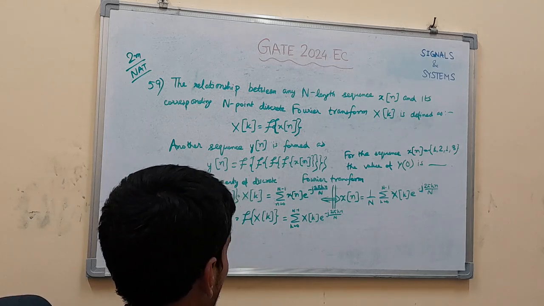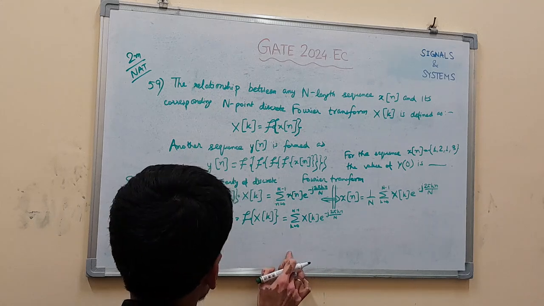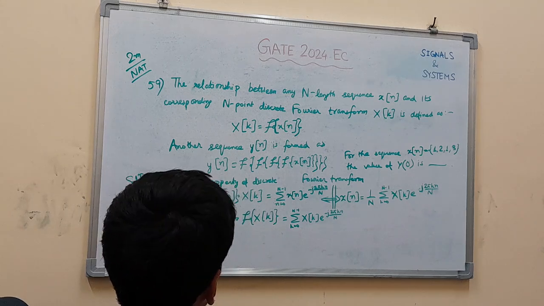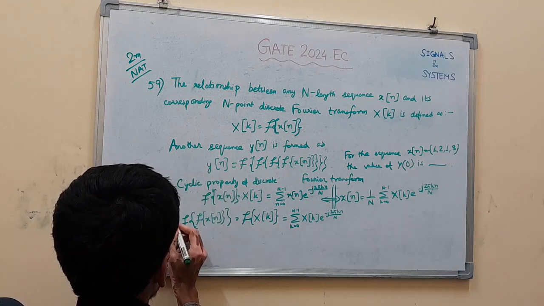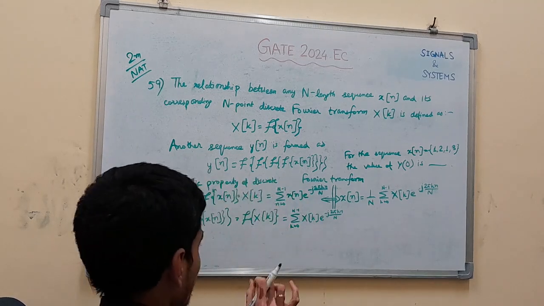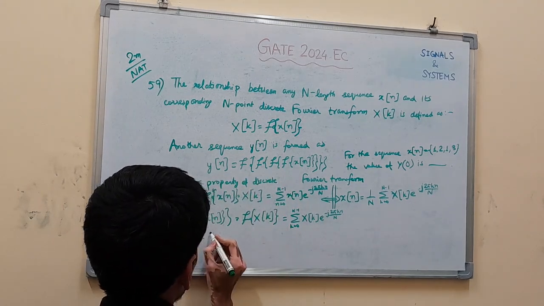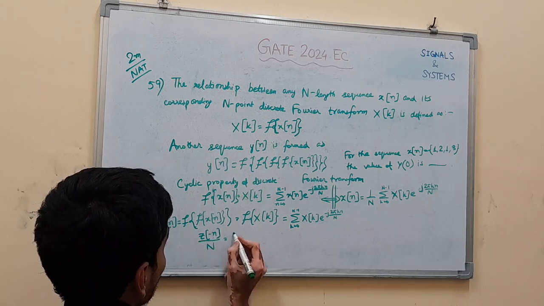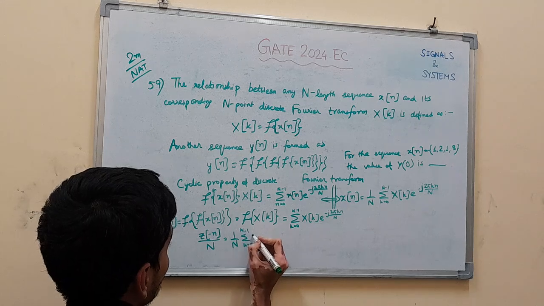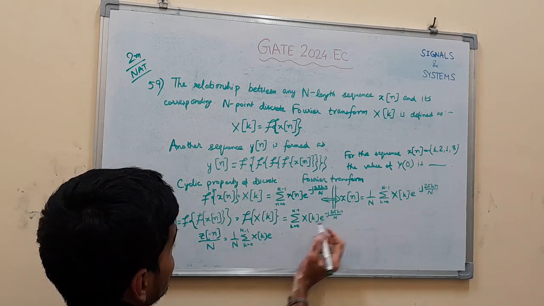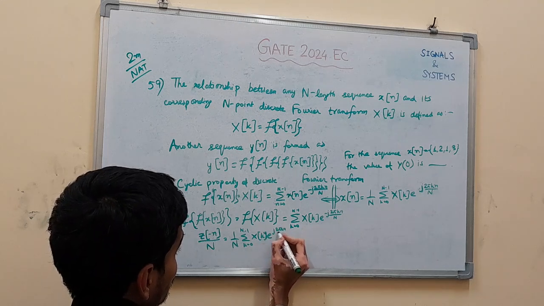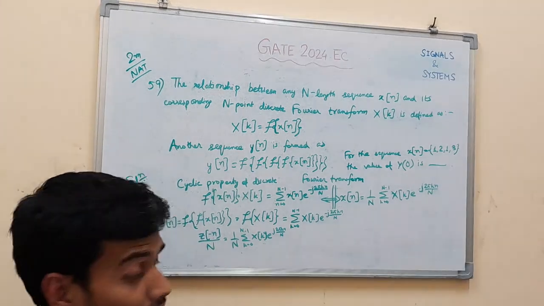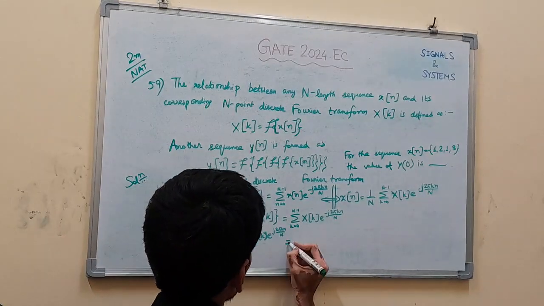Now, we replace n by minus n on both sides and divide by the whole, capital N. So z of minus n by n you get 1 by n summation k equal to 0 to n minus 1 x of k e to the power, replacing n by minus n, so this minus vanishes, you get j 2 pi k n by n. Can I draw the similarity? What is this equal to? This is what we derived earlier, the same, so we can write it as x of n.